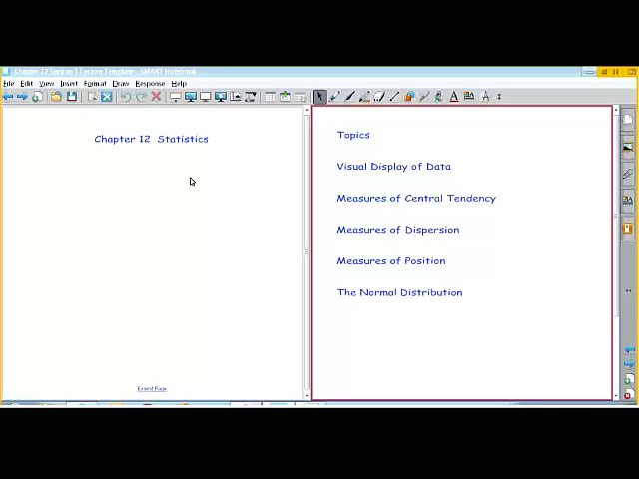So first is the visual display of data. We've done graphing before in the first semester. This is just a specific kind of graph called a histogram. It's a way of presenting data and being able to look at where the central tendency is, which we're going to talk about how to do numerically. Looking at dispersion, you can do that graphically as well.